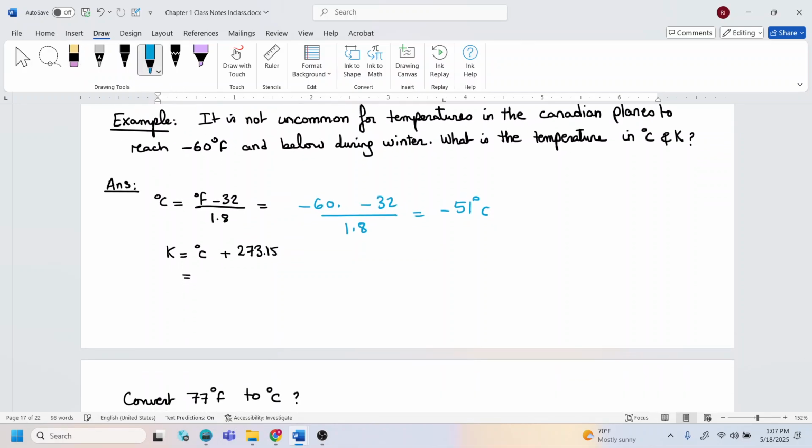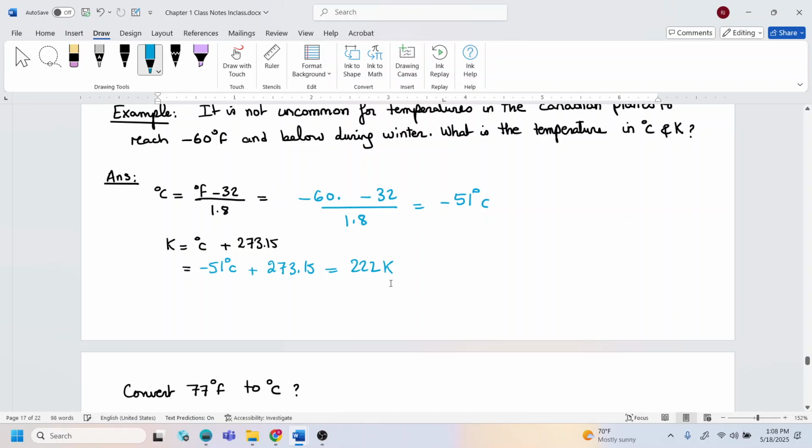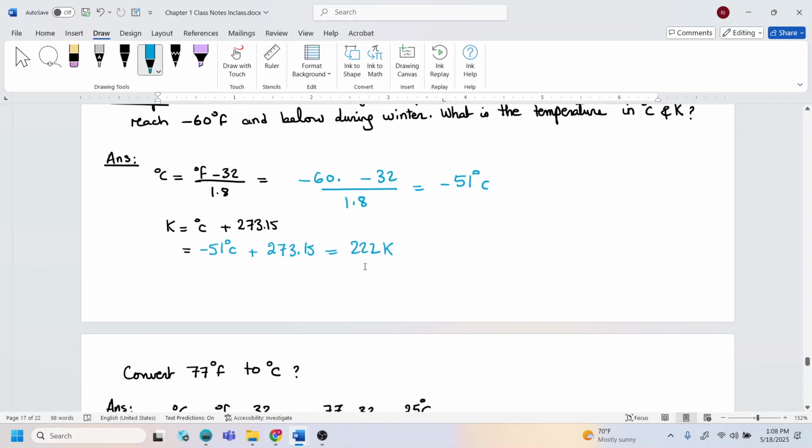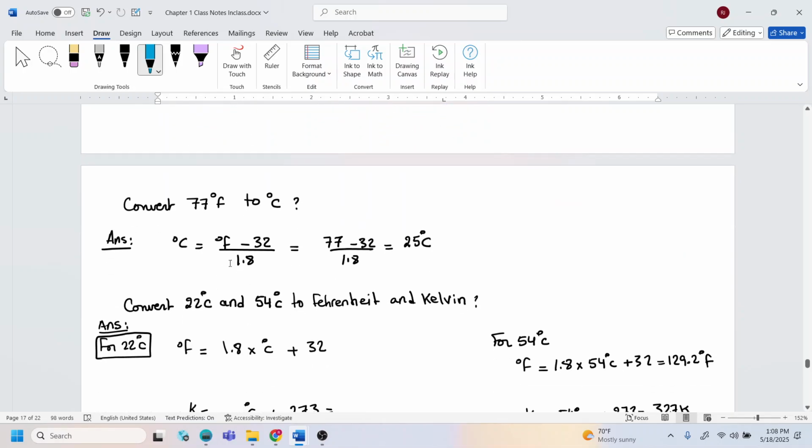Okay. So K over here is Kelvin. So to change from Celsius to Kelvin, just add 273. And your answer here is going to be minus 51 Celsius plus 273.15, and that is equal to Kelvin in there. And as you see over here, I am not following the significant figure because this is a temperature and it's supposed to be a constant measurement. So this is why.